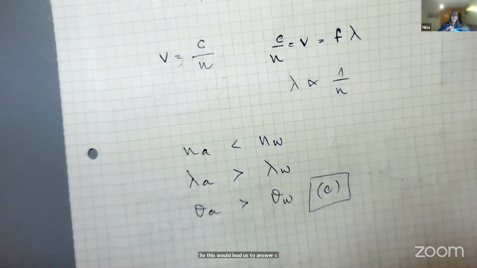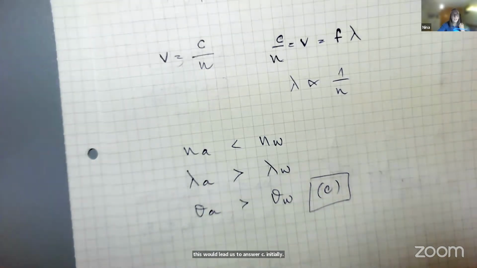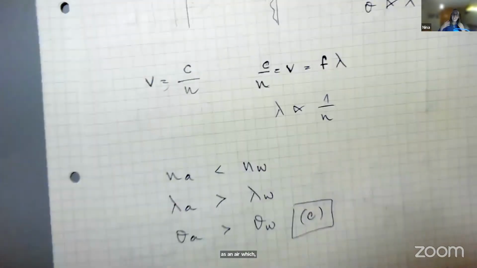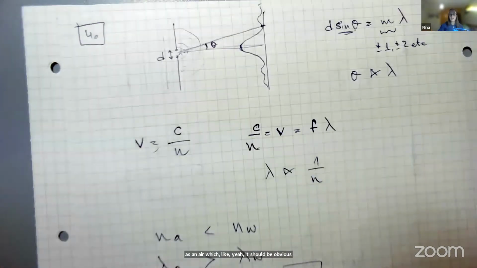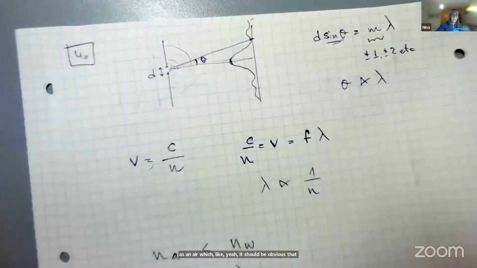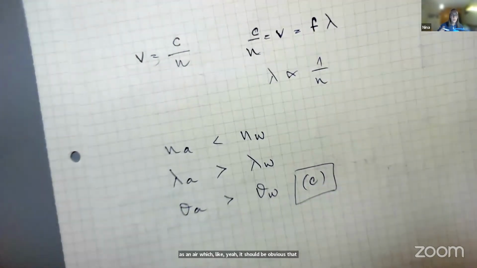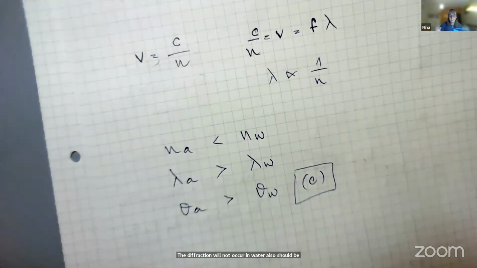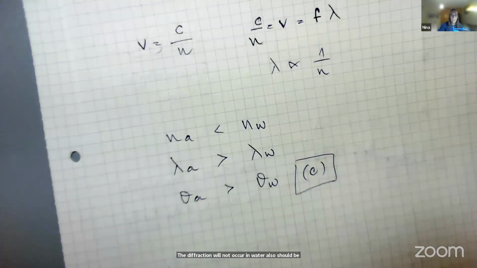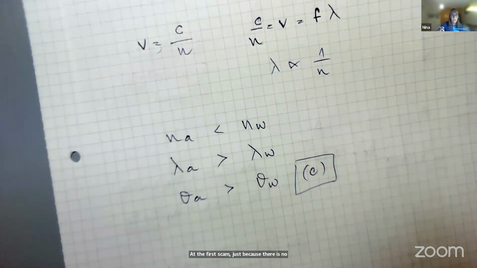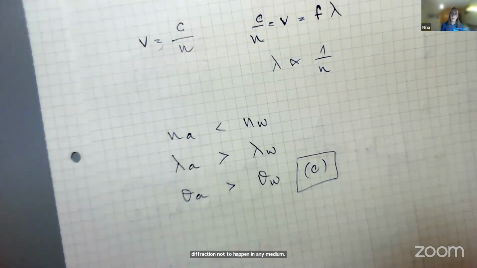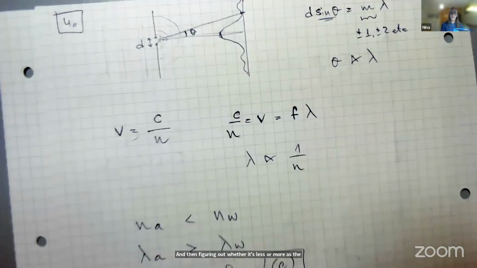Initially, when you look at the answers, the first one is the same as in air, which should be obvious that it can't happen just because the light changes its wavelength. The diffraction will not occur in water, also should be removed at the first scan, just because there is no reason for diffraction not to happen in any medium. And then figuring out whether it's less or more is the actual part of the work. Does it all make sense?